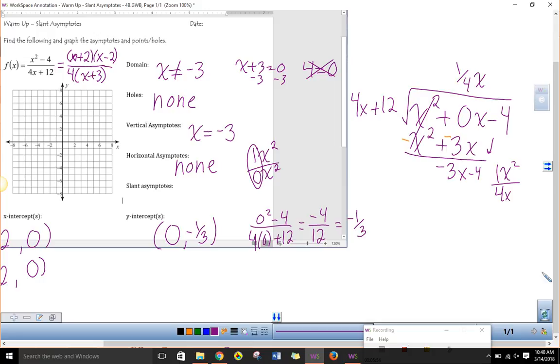And then again, you divide. So I'm starting off with negative 3x, and I'm dividing out of 4x. Negative 3/4. That, my love, is the equation of a line. So your slant asymptote is absolutely that line right there.